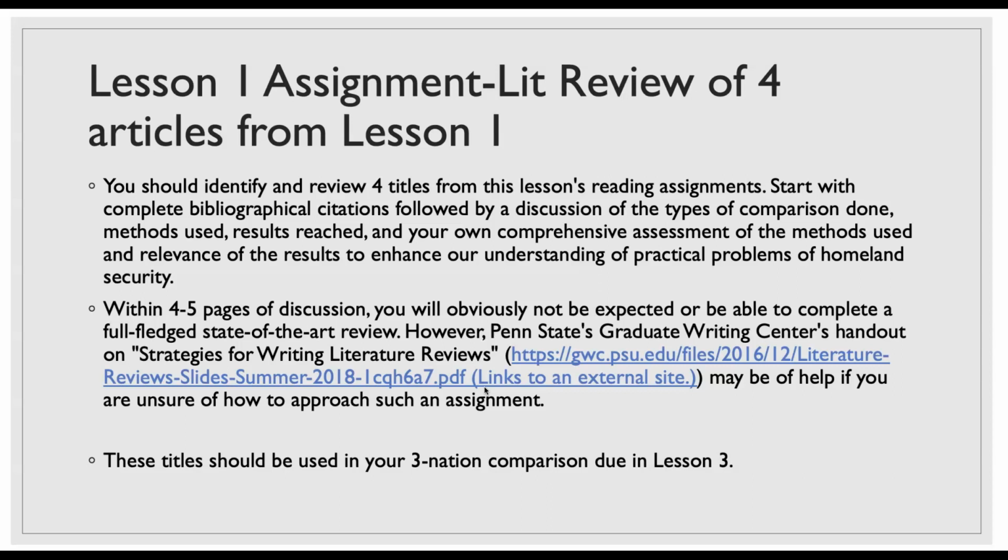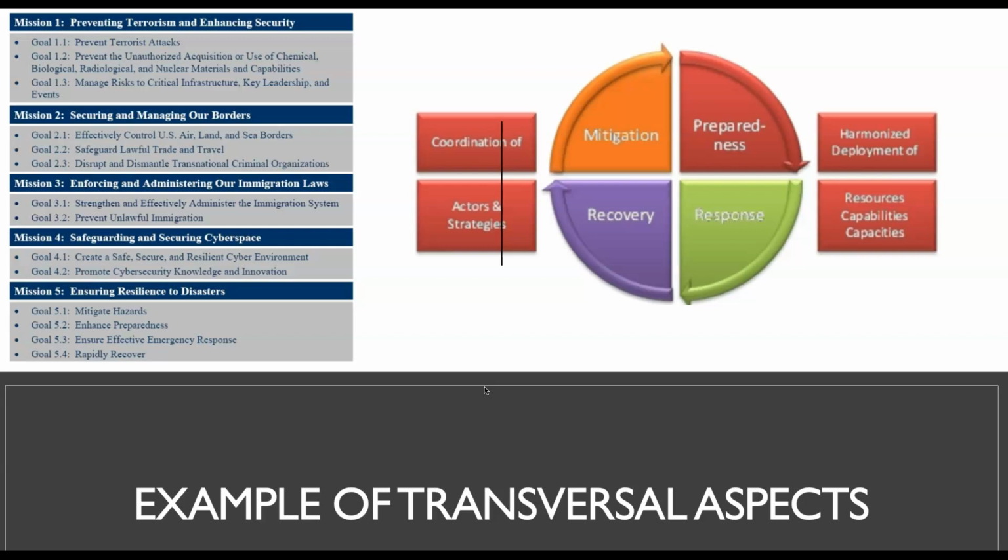Now, this should have been a 4 to 5 page paper using APA citations, and you can obviously use this information in your lit review as part of your next assignments in lesson 2 and in lesson 3. Now, in lesson 2, there's a number of concepts that are probably fairly new to most of us. This idea of transversal aspects. And the easiest way, I think, to understand it is to understand some of the examples of them.